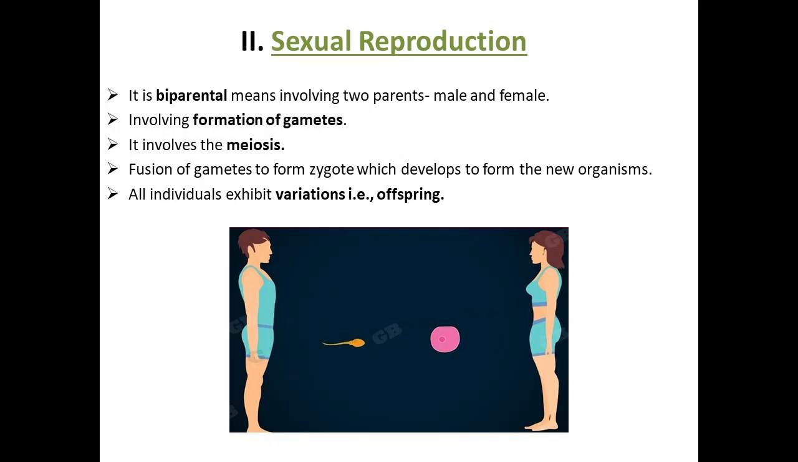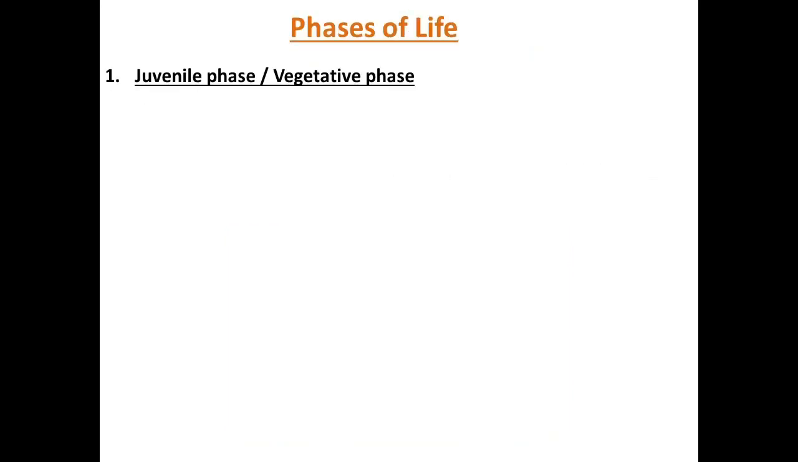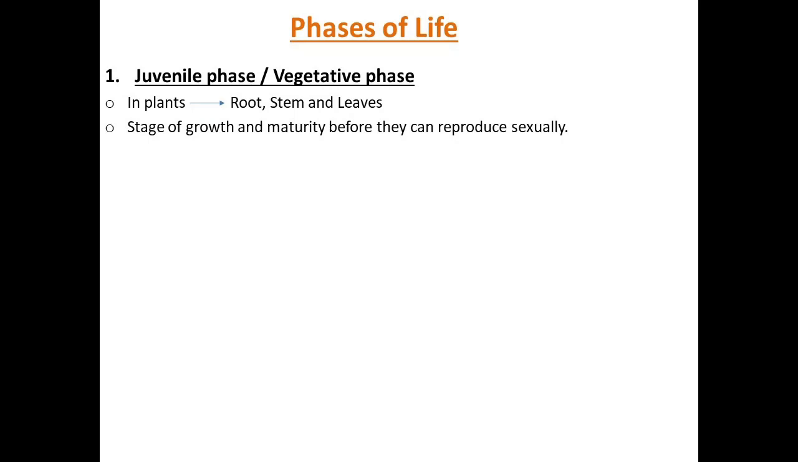The organisms which reproduce by sexual reproduction have three phases in their life. Number 1, juvenile phase or vegetative phase. Vegetative phase is the term we better use for plants, because in this phase, in plants, the development of root, stem and leaves takes place. In other words, we can say plants grow vegetatively. And for animals, it is a period of growth or maturity during which their sex organs get mature.